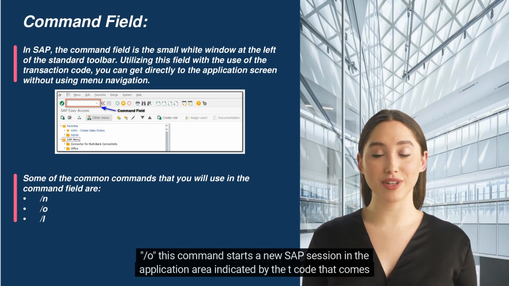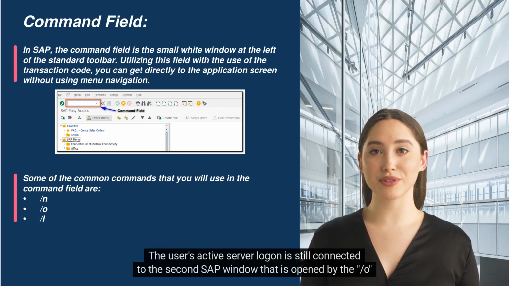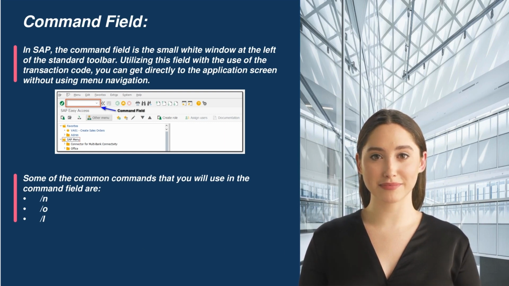/O, this command starts a new SAP session in the application area indicated by the T-code that comes after it. The user's active application session continues exactly where it left off. The user's active server logon is still connected to the second SAP window that is opened by the /O command.